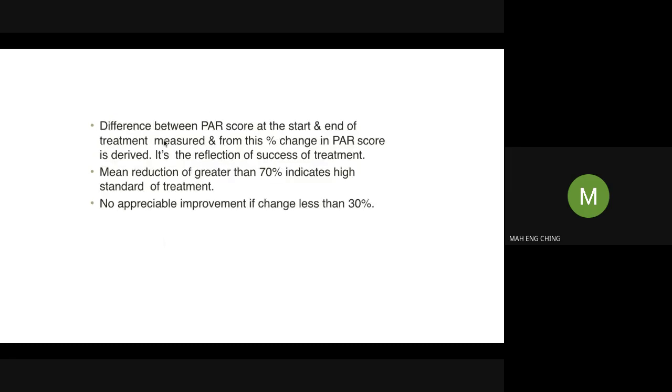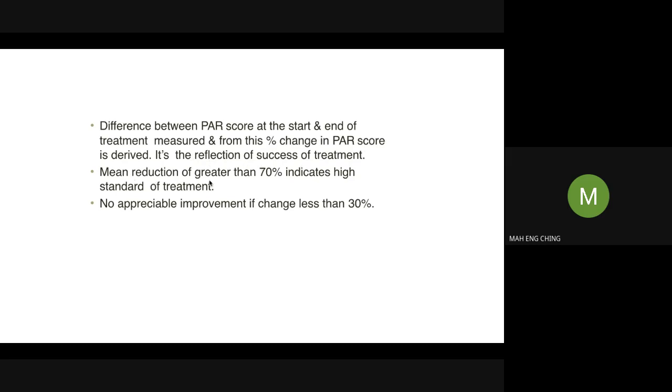So the difference between the PAR score at the start and at the end of treatment is measured. You take an impression before, and after the treatment you take another impression. Then you get two models. Some do a 3D scan, doesn't matter. You need to set the record before and set the record after. Then you measure from this. Then the percentage of change in the PAR score is derived. It's the reflection of the success of treatment.